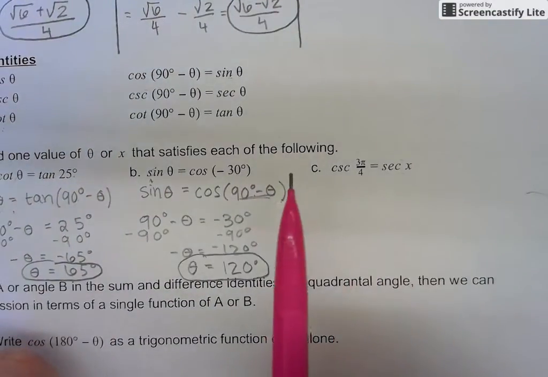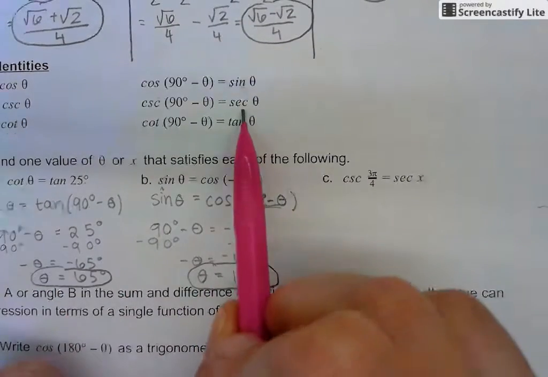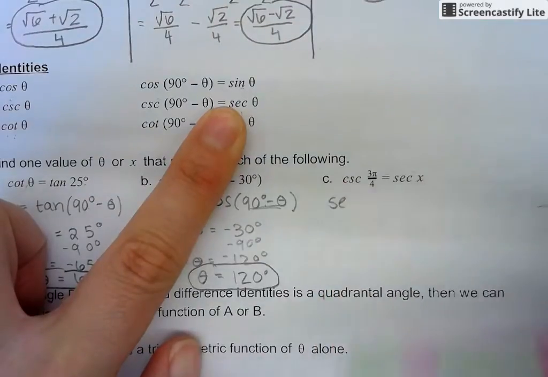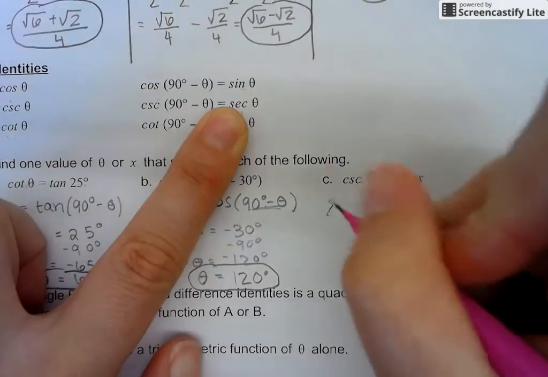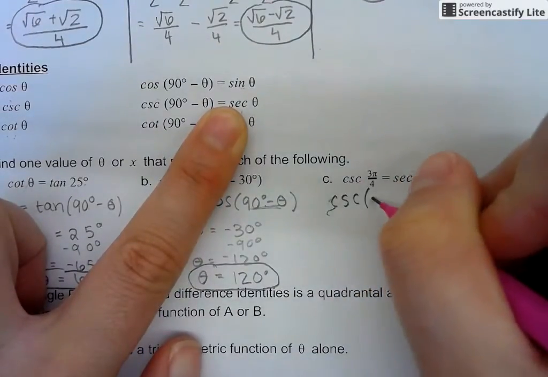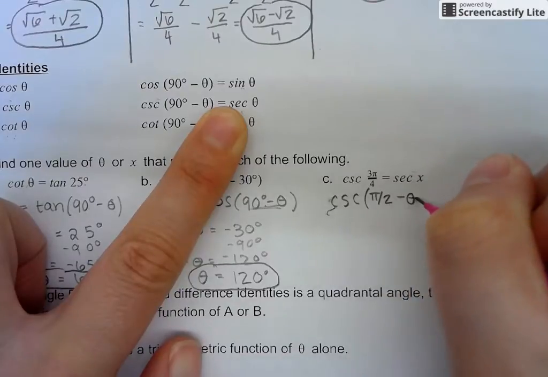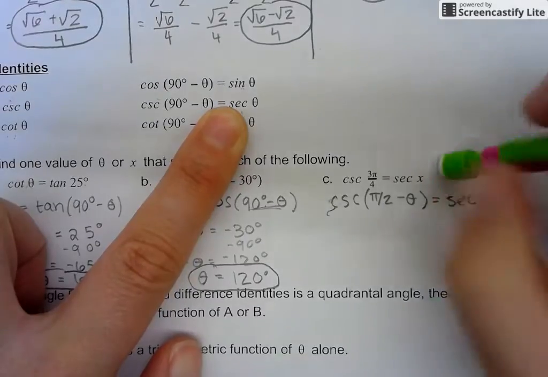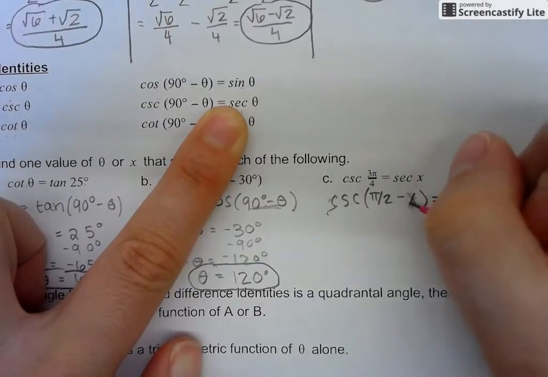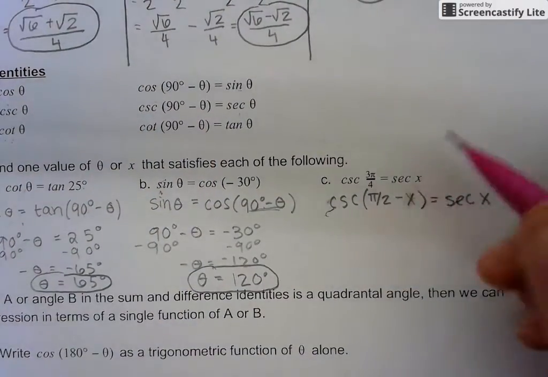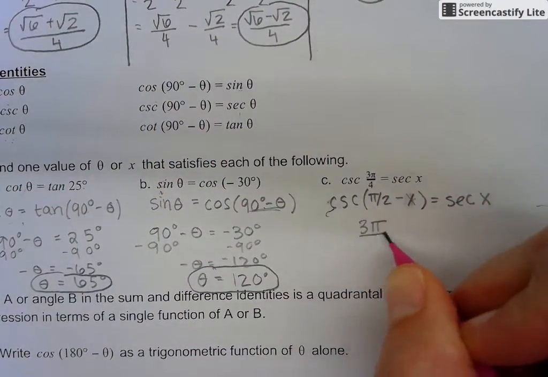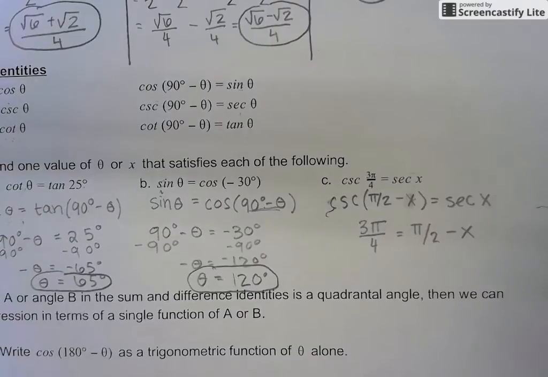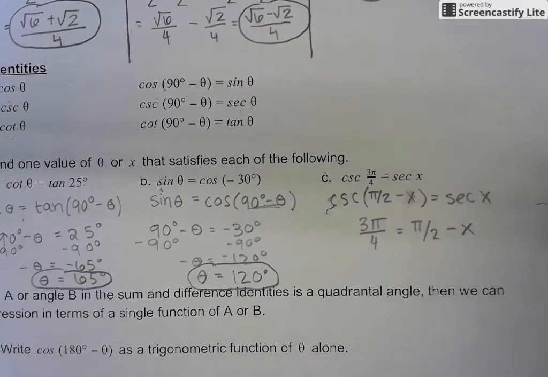So the one with secant of x involved, we've got this one right here. So I've got the secant, let's see, I can write it in this order. I can write it in the order that it is. The cosecant of, instead of 90 degrees, pi over 2 minus theta equals the secant of theta. So actually, ours is talking about x, so I'll call it x. So it all matches up, but I see that 3 pi over 4 is in the place where pi over 2 minus x is.